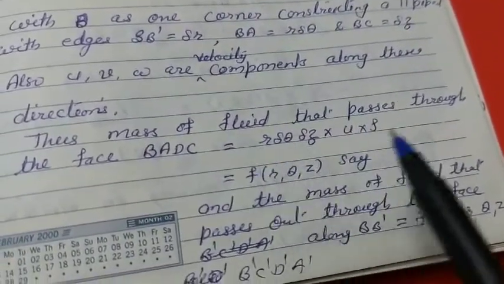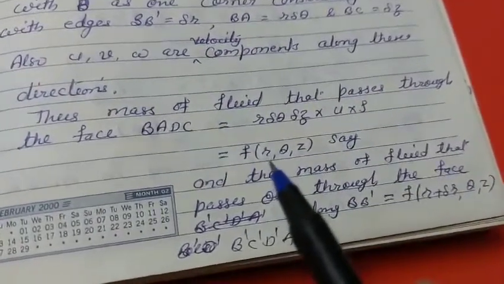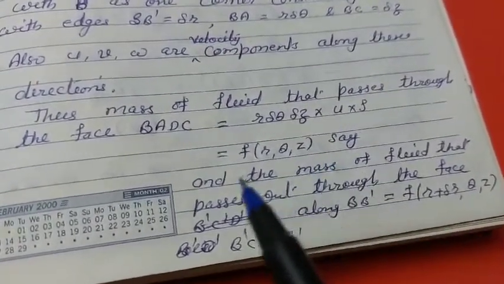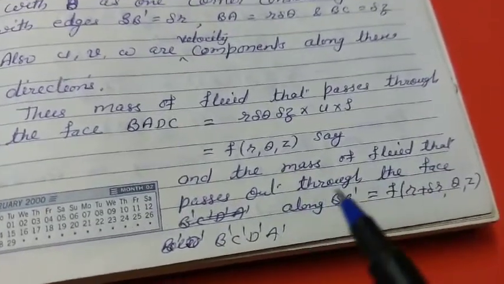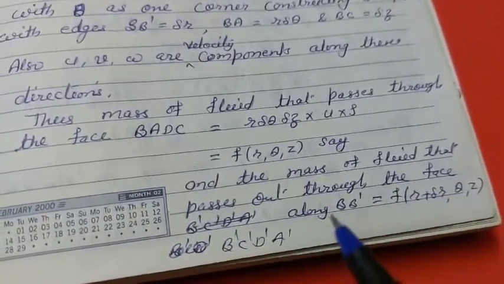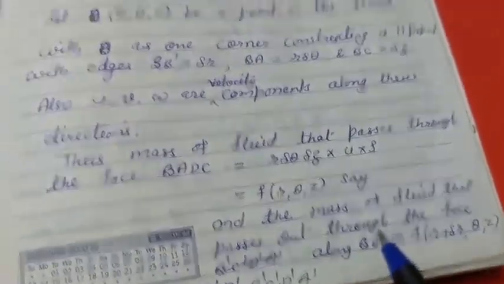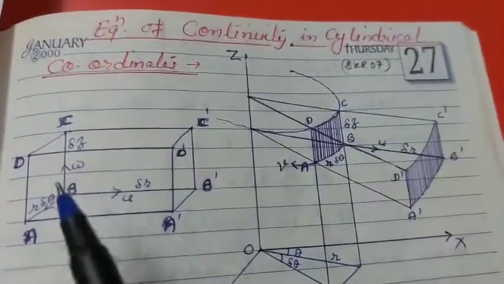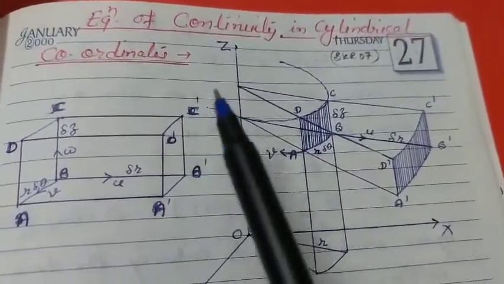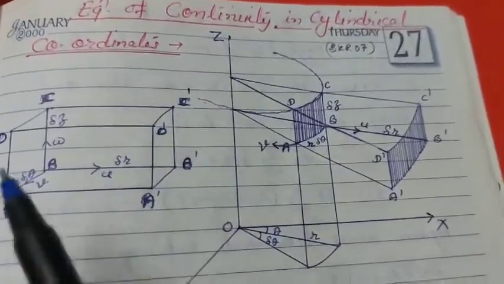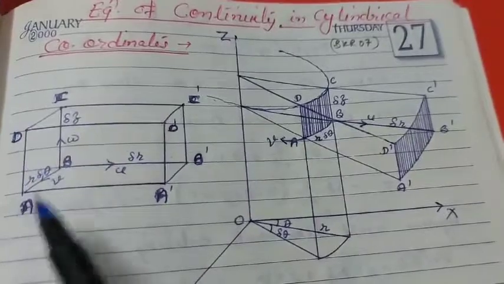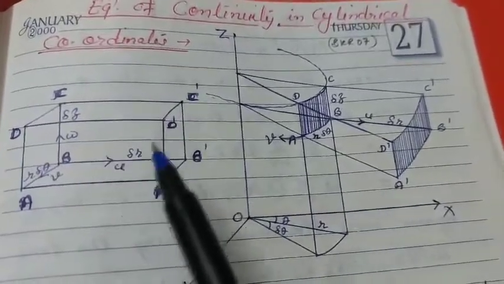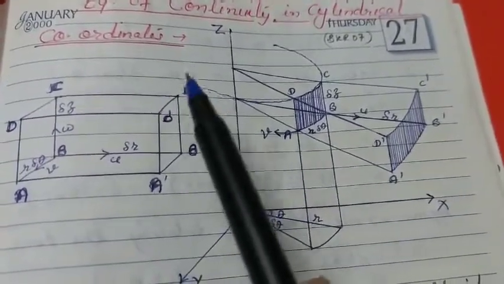Suppose this expression can be written as a function of r, theta, z, symbolically f of r theta z. And the mass of fluid that passes out of the face along B dash, this is the face B dash C dash D dash A dash. Mass comes from ABCD and flows out from A dash B dash C dash D dash.